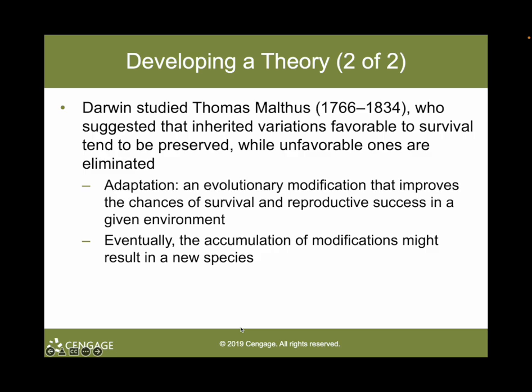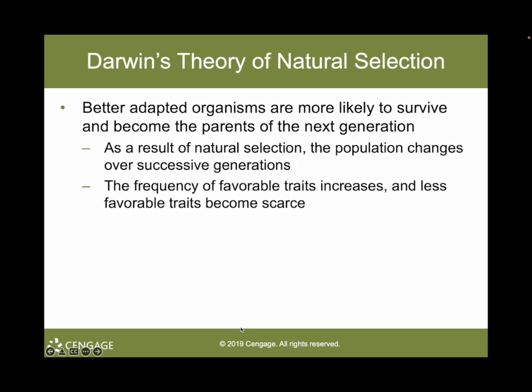So his idea that a strong and constant check on human population growth strongly influenced Darwin's explanation of evolution, and the result of which would be adaptation. It's an evolutionary modification that improves the chances of survival and reproductive success in a given area. Eventually, the accumulation of modifications might result in a new species, and time was the only thing required for a new species to originate. And the geologists of the era, including Lyell, had supplied evidence that Earth was indeed old enough to provide adequate time.